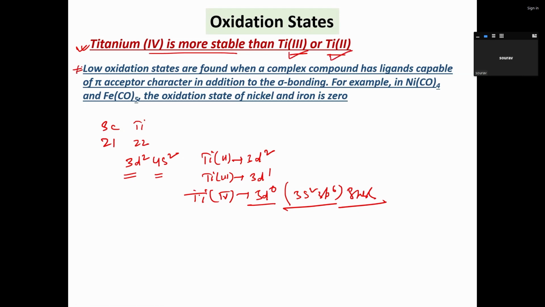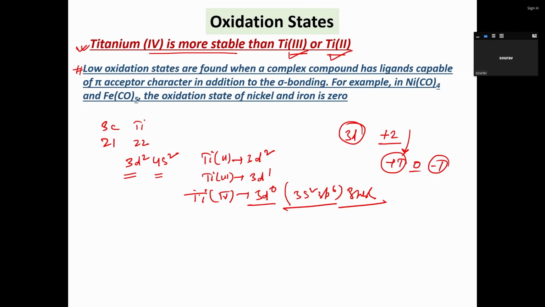There is another comment: low oxidation states are found when a complex forms. For the 3d transition elements, present from scandium to zinc, the common oxidation state is plus 2. When we go to the low valent or low oxidation state, that means plus 1, 0, minus 1. So this is the low valent or low oxidation state.